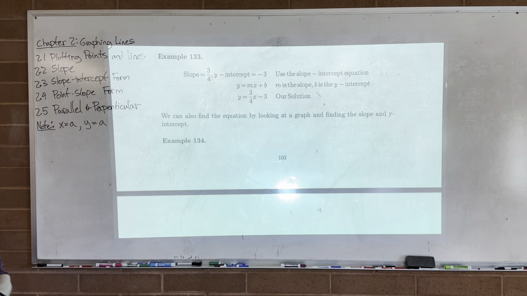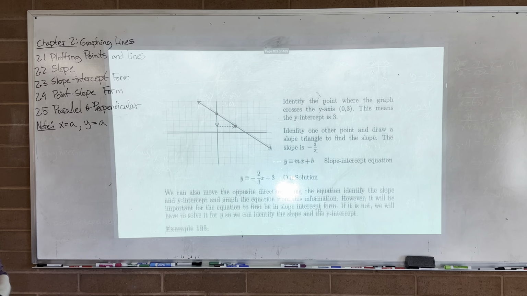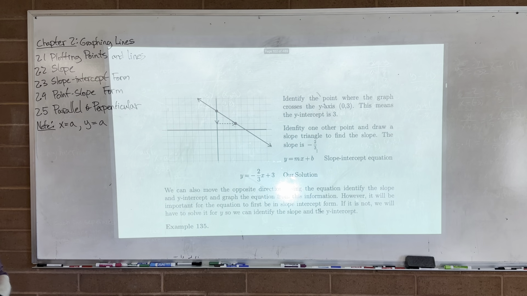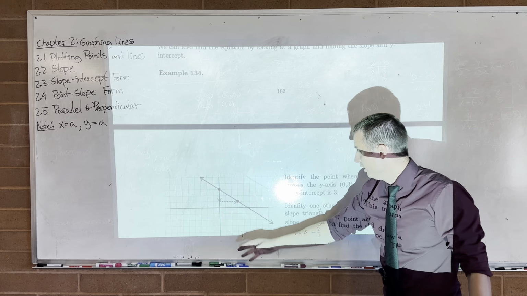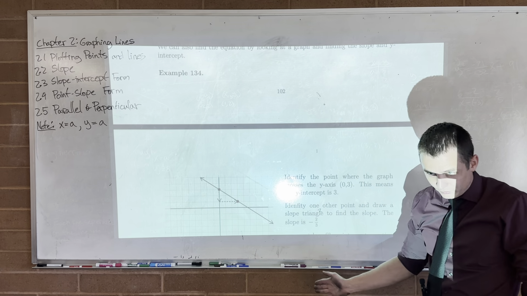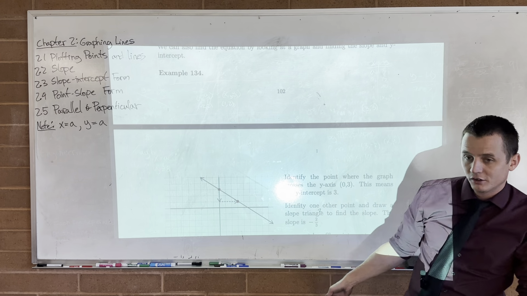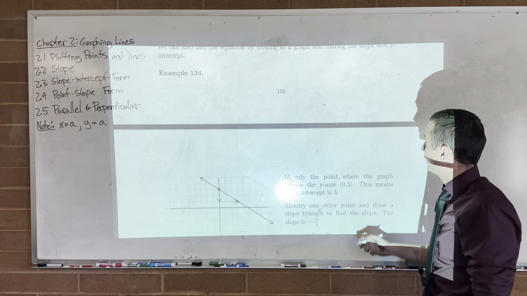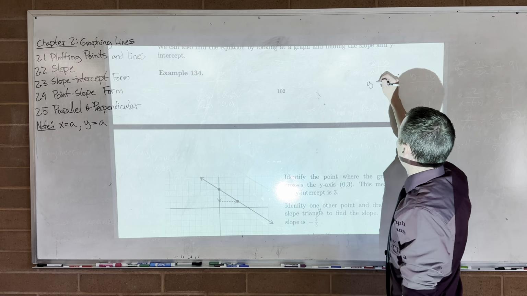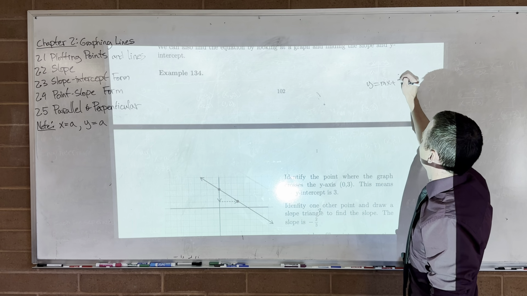So now, let's see. Get an example problem here. Oh, they want you to find the equation when they give you a picture. So here they give you the picture and they say, let's find the equation of this line. So we're looking for our m and our b. We need our slope and our y-intercept. So we're going to write it in the form y equals mx plus b.